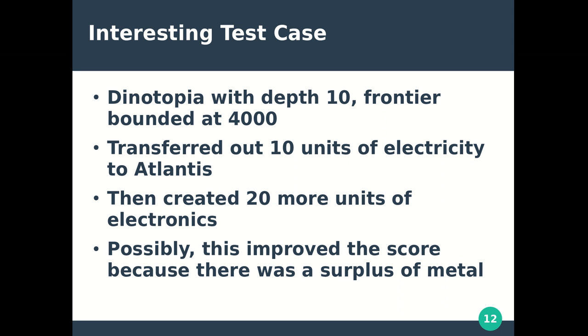And then another interesting test case was Dynatopia with a depth of 10. Again, the frontier is bounded at 4,000, and it transferred 10 units of electricity out to Atlantis. So it had an excess of electricity, but then it did a transform in which it created 20 more units of electronics. And I believe this is because there was a surplus of the metallic elements. By doing that transform, it reduced the number of metallic elements, and that more than compensated for the additional electronic units it created.